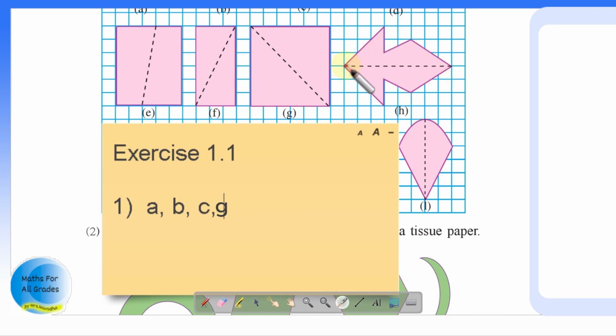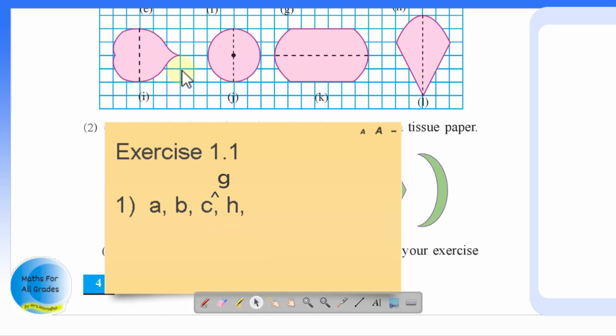And also when you look at the lines that are supposed to align with each other, they are equal in length. This side equal to this side, this side equal to this side, and this side equal to this side, like that. So H is a symmetrical figure.